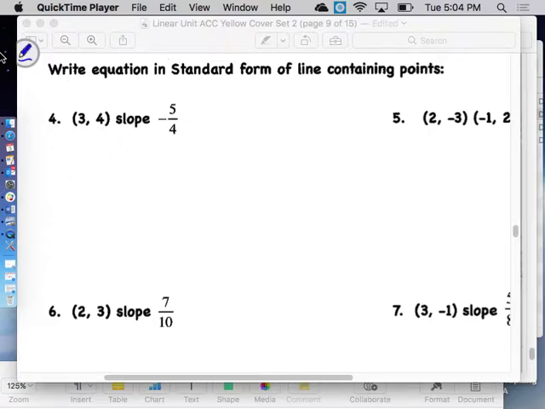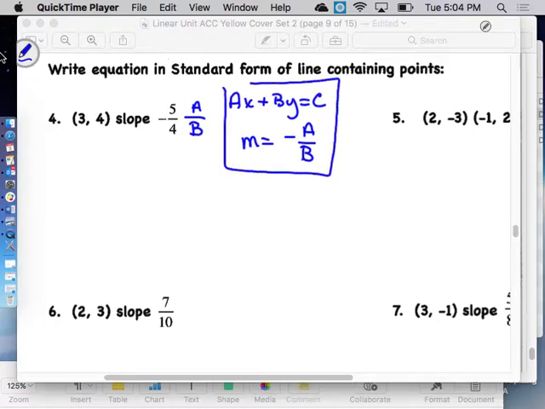So here if I have something like number 4, here's my slope, -5/4, and you're asked to write these in standard form. And remember, slope in standard form is -a/b. So here you're told that the slope is -5/4. The numerator is a, the denominator is b, and the negative sign is built into the theorem, the basic definition of slope coming from standard form.